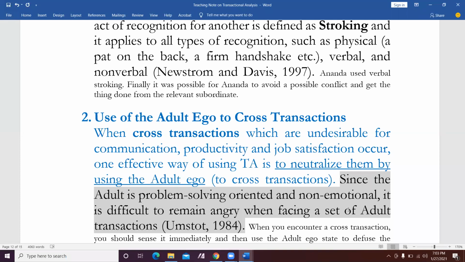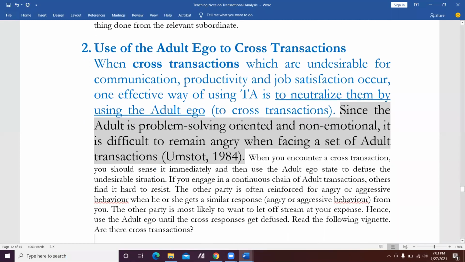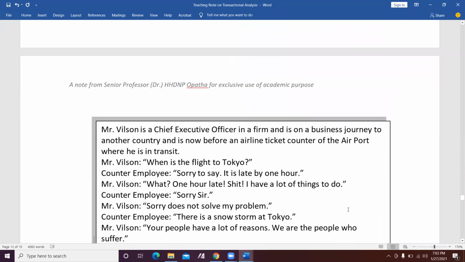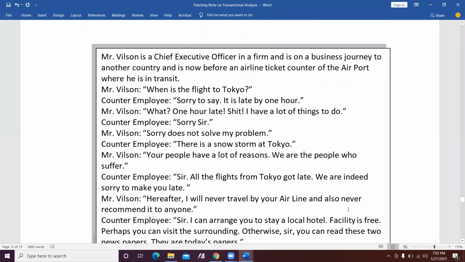Generally it happens. If you continuously utilize a chain of, a set of adult transactions for repeated responses, which are cross, not the expected things, not really adult from the other party. Adult ego type, right? Look at this vignette.